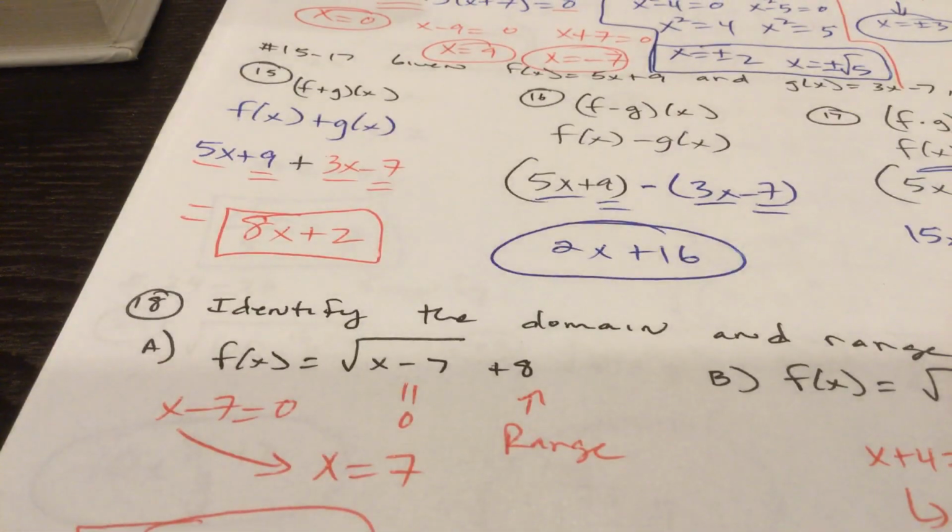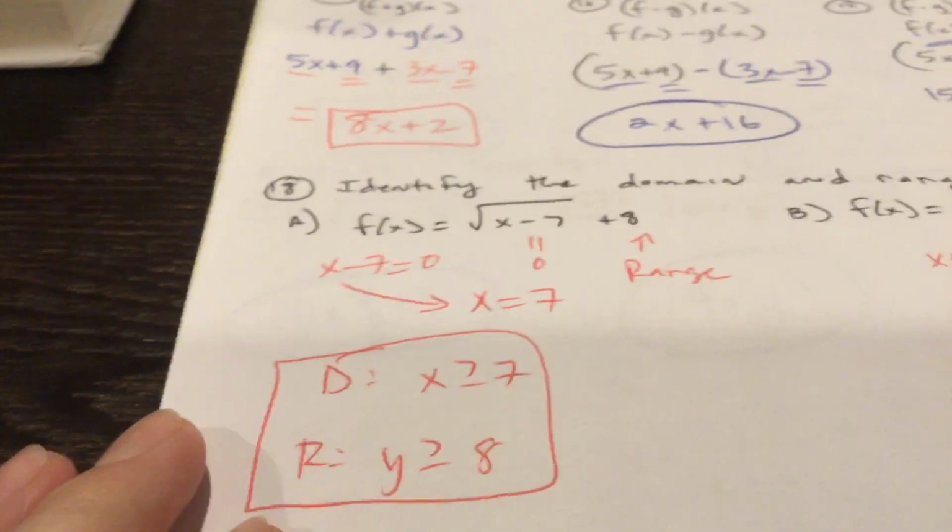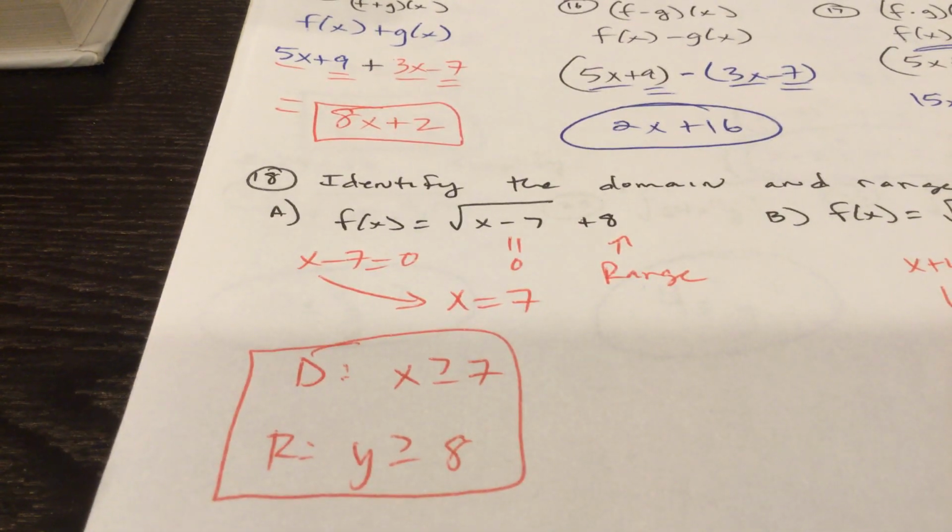On 18, identify the domain and range of each function. With the square root function there, I can take the square root of 0, but nothing less than that. Square root of a negative, I can't graph that in this class. It's going to give me an i of some sort. So you set what's inside the square root equal to 0, get x equals 7. The domain is any x greater than or equal to 7.